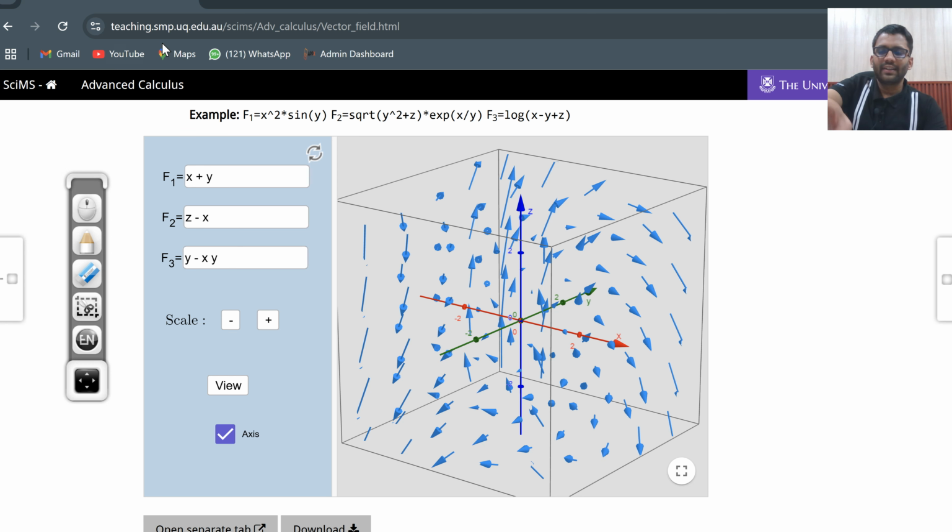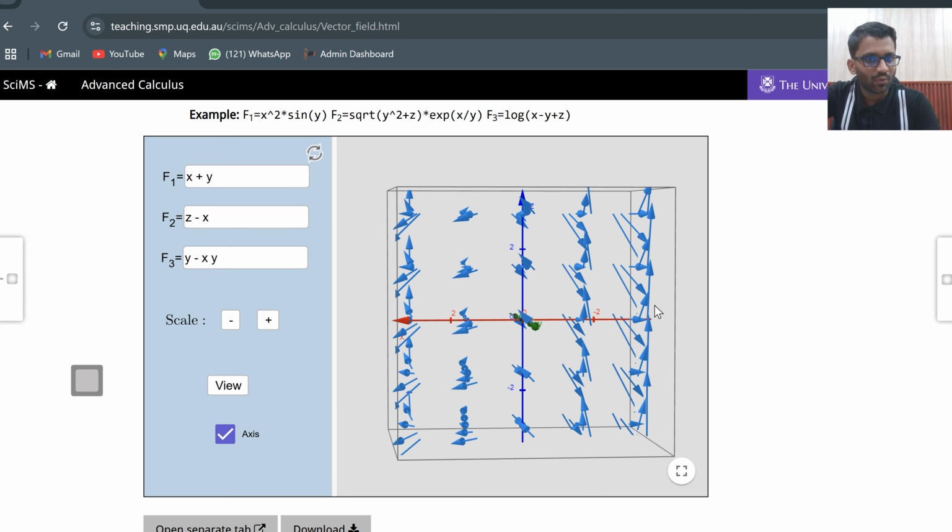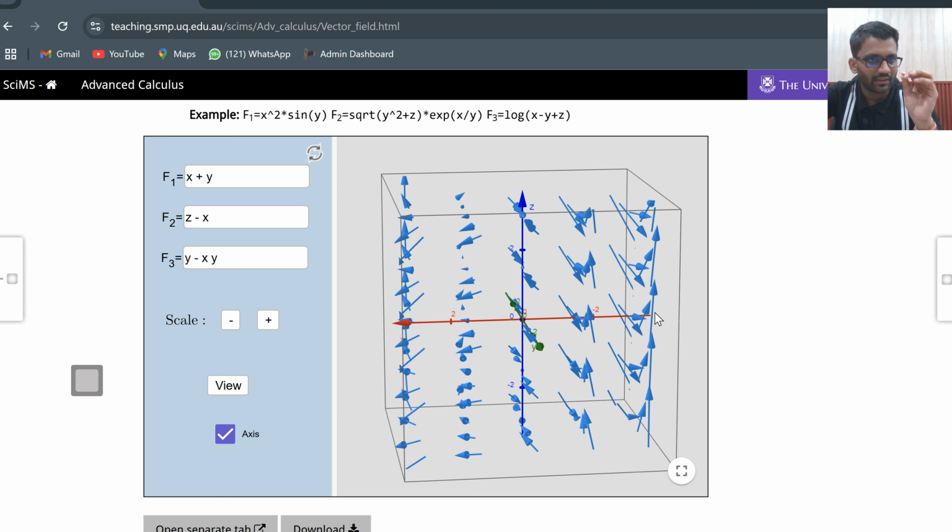This is some website, teaching.smp, you can go there. Here I can see the function I have plotted. This is the function (x plus y) ay cap plus (z minus x) ay cap plus (y minus xy) az cap. So this is how it looks. I can rotate it like this. This is how the vector lines look. The green one is your y axis, the red one is your x axis, and the blue one is your z axis. This is how the vector lines look at different points. They haven't shown all the points, only some discrete points.